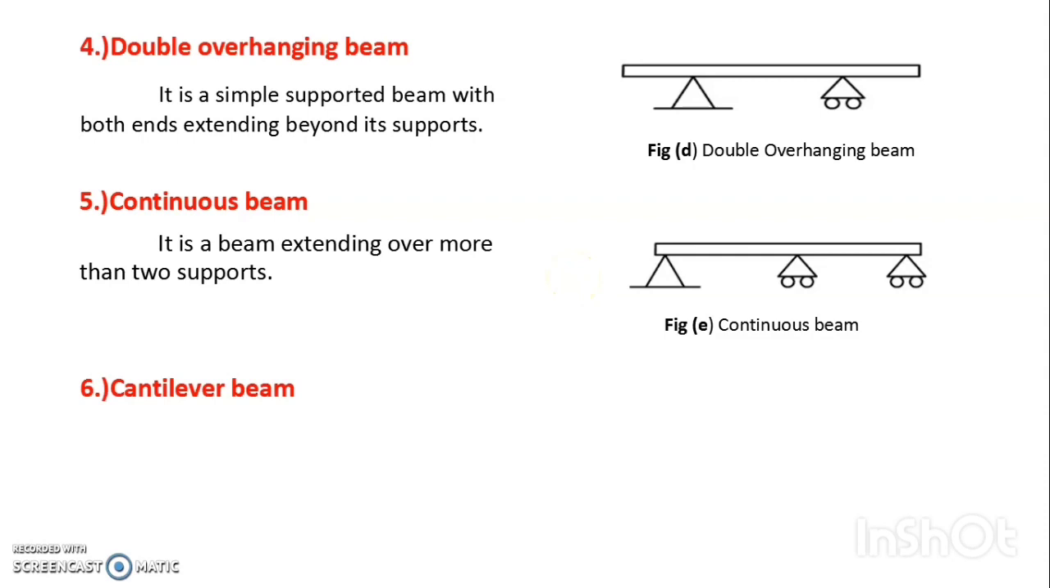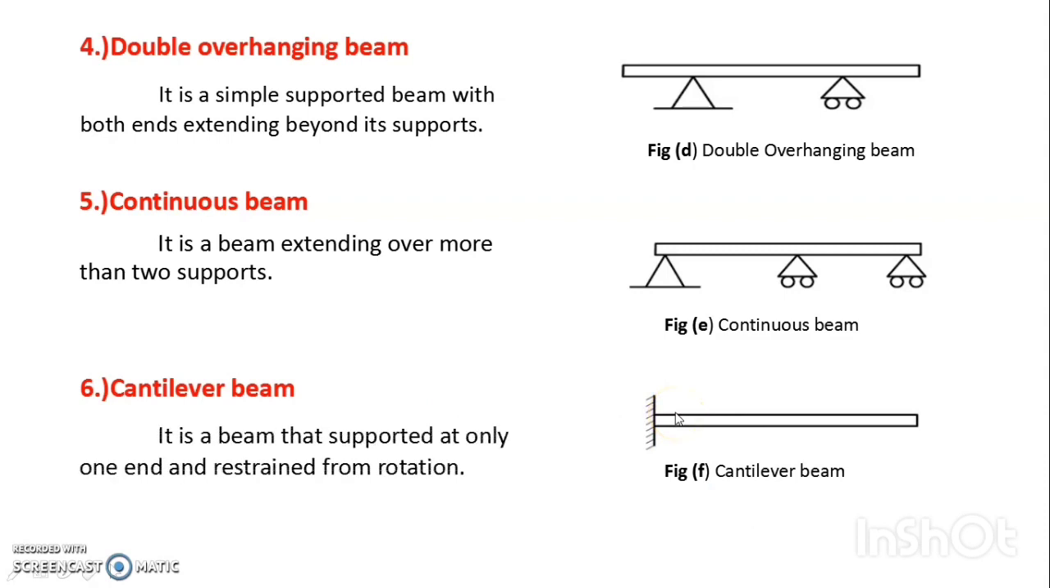Next, we'll discuss the cantilever beam. The cantilever beam is supported at only one end, and you can see that as the end is fixed, it is restrained from rotation. The property of the cantilever beam is that one end should be fixed and the other end should be free. We have completed the various types of beams based upon their support condition.